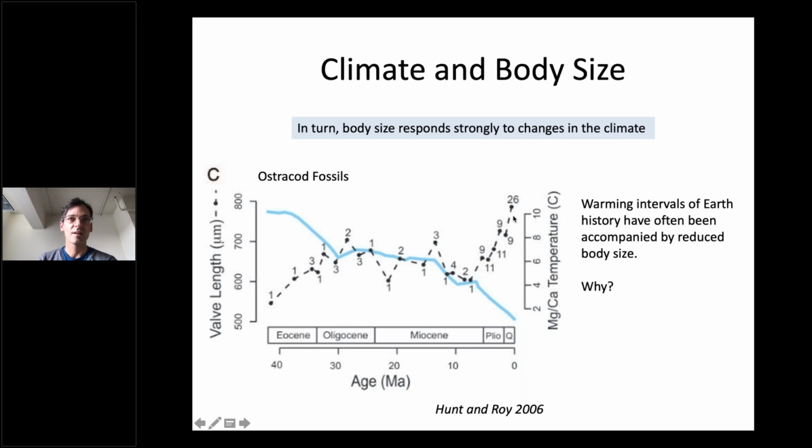Now, of course, nature is infinitely complex, and although the temperature is one measure of how the climate was changing, it's not obvious from this picture that it was temperature that was the ultimate cause. It could have been an indirect cause of that.